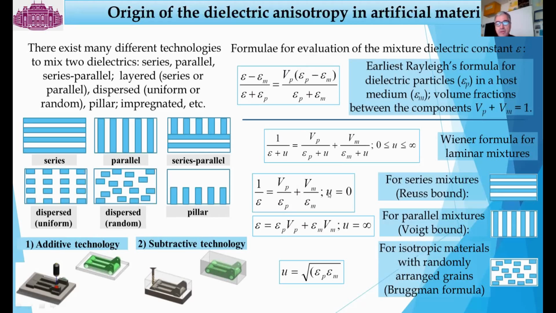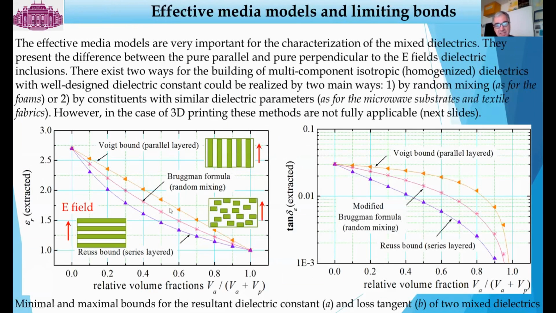And using some known formulas, we can evaluate dielectric parameters. Here we can see if you mix two components with parallel or with series modification, we can obtain a different dielectric constant, or randomly mixed. But the given formulas are not so accurate, because we don't put in the structure of the building blocks, etc.